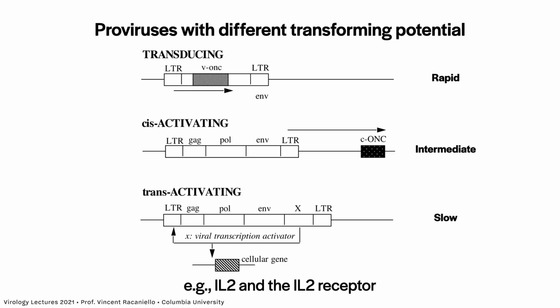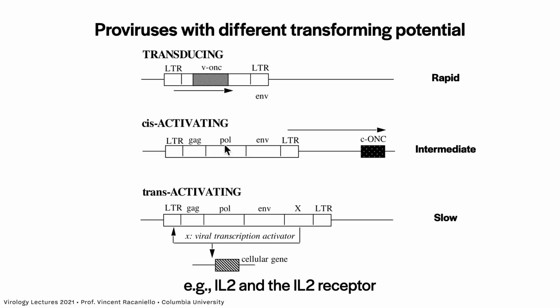And here is a diagram of how those three work again. So we have transducing retroviruses, right? They have picked up an oncogene. So the viral genome contains the oncogene. And so these are rapidly producing transformed cells and tumors eventually.